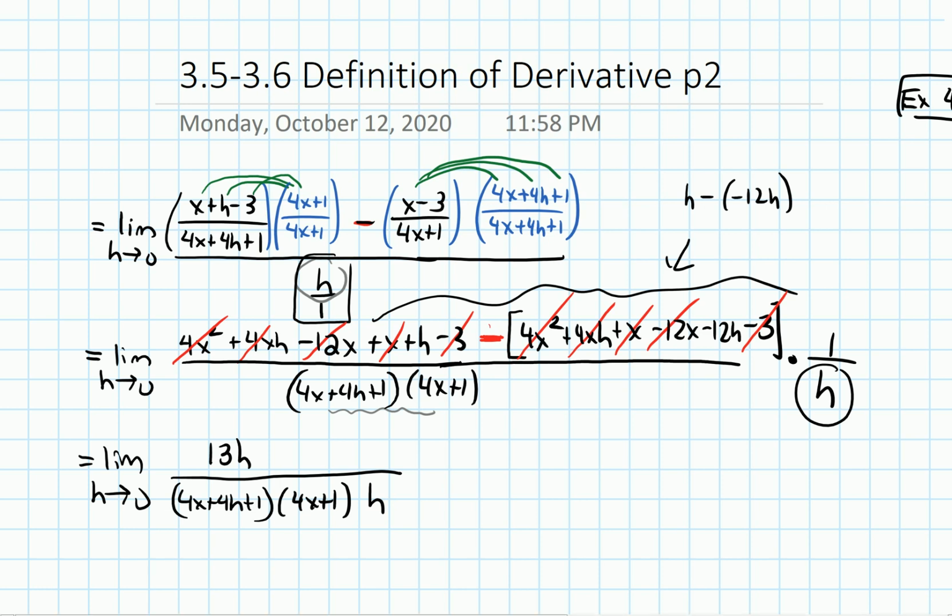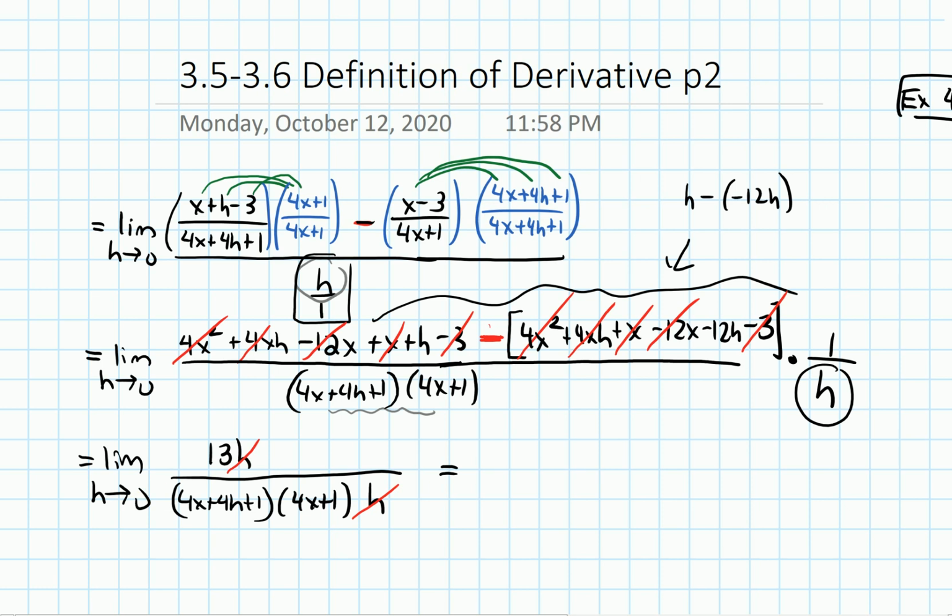But now I see yet another cancellation. This h on the top and the bottom have been factored out, so we can cancel them. And after we cancel them, the thing that was stopping us from plugging in from the get-go is gone. That was this h that we had in the denominator. But now that that's canceled away, I'm actually good to plug in.